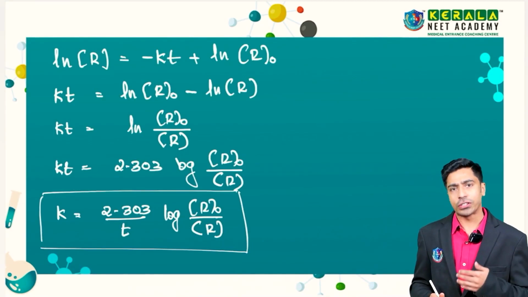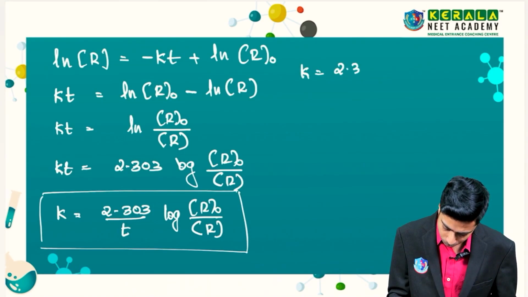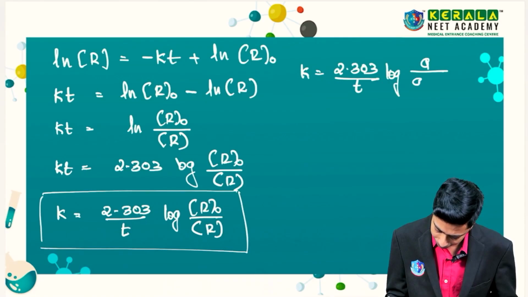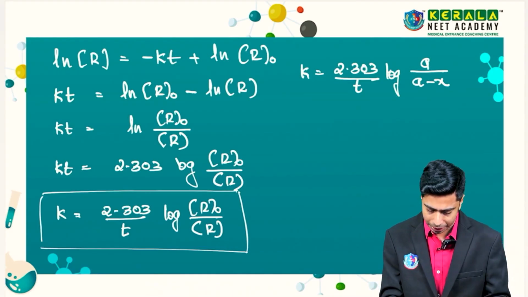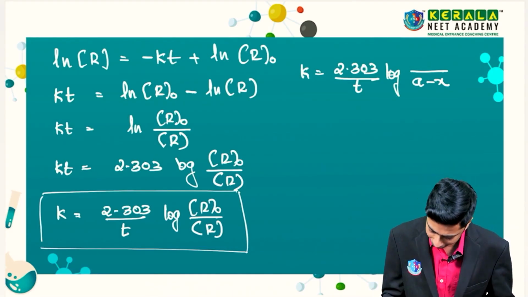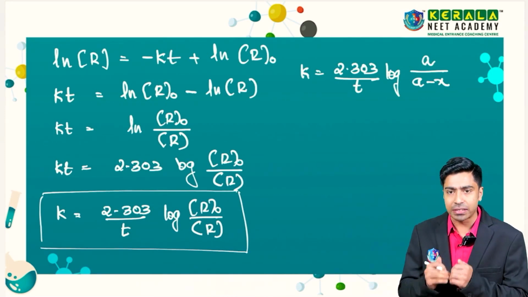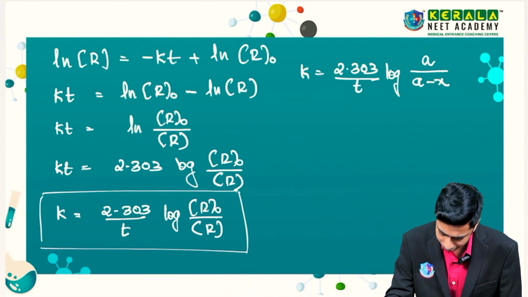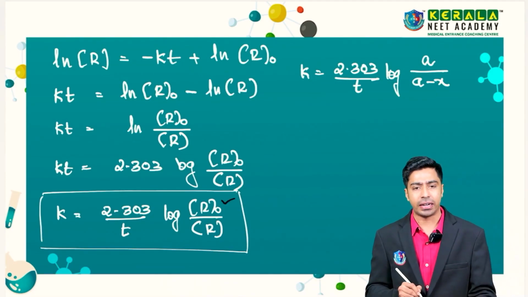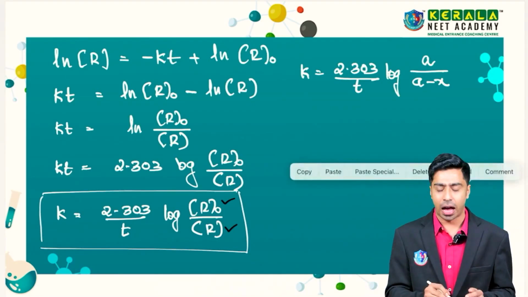This equation can also be written as k is equal to 2.303 divided by t log a divided by a minus x, where a represents the initial concentration of the reactant, and a minus x represents the concentration of reactant at time t. If r0 represents the initial concentration of reactant, and r represents the concentration of reactant at time t, then here r0 means a and r means a minus x.